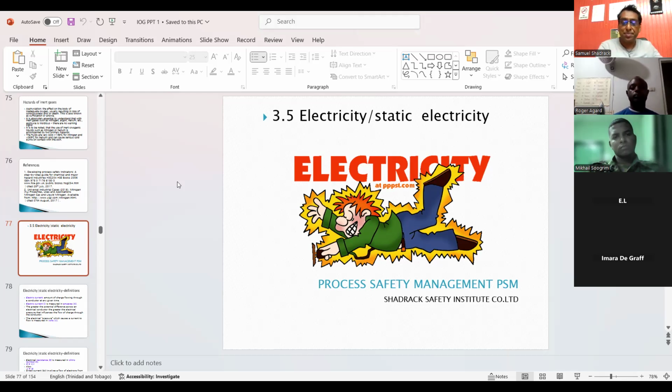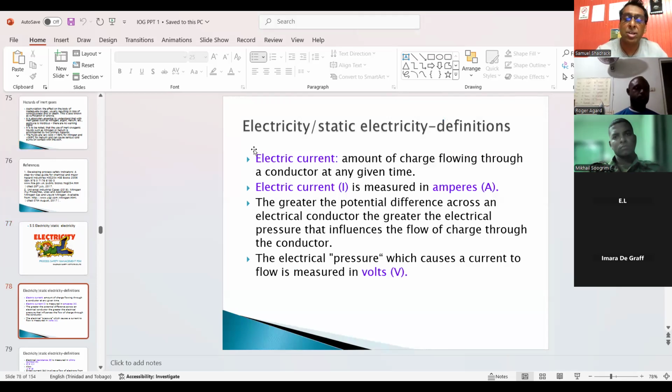All right, so electricity. We have here: electric current is the amount of charge flowing through a conductor at any given time. Electric current I is measured in amperes. The greater the potential difference, which is voltage, the greater the current. That's what this means. Potential difference is voltage, right? So the greater the voltage, a 220 volt is more than a 110 volt, right? The electrical pressure which causes the current to flow is measured in volts, or voltage, right?